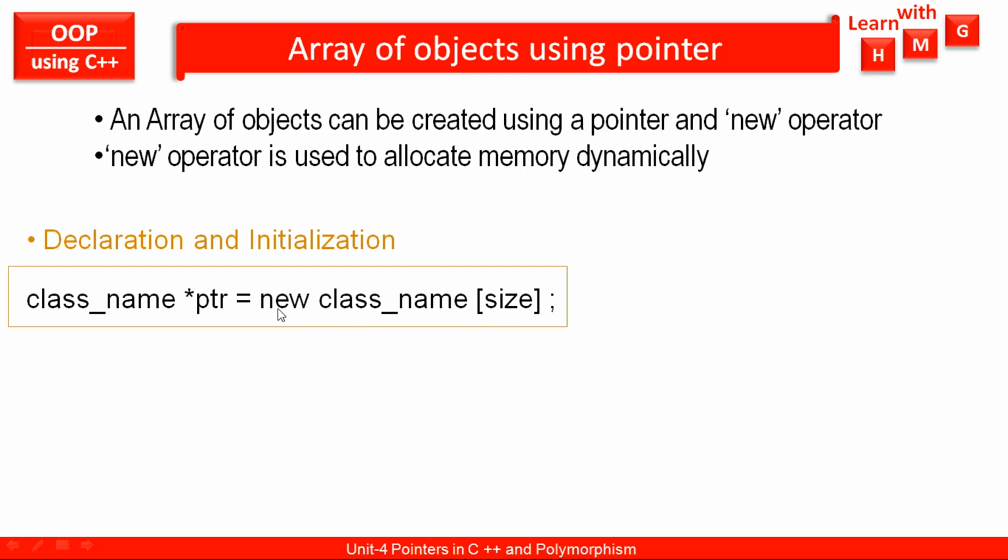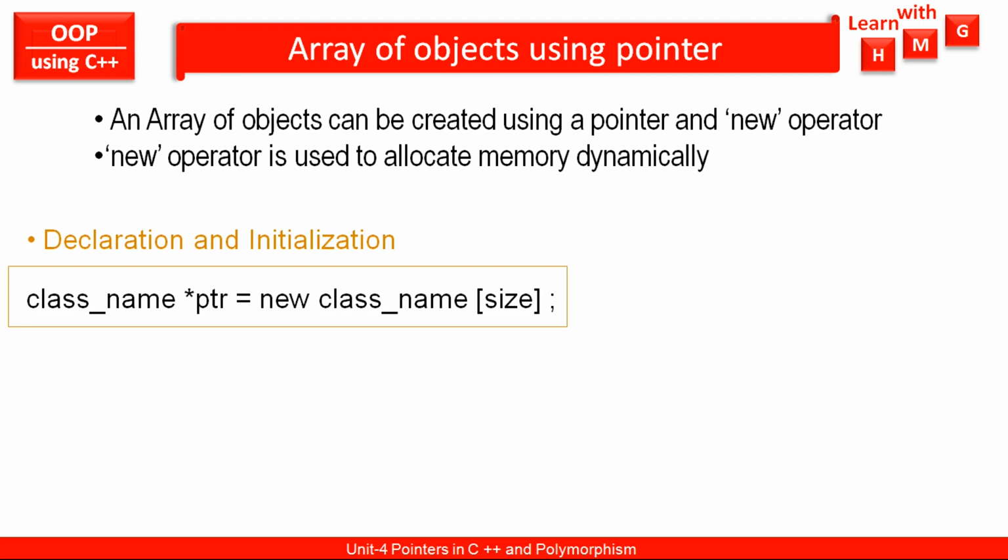and the new operator will allocate the required memory for that particular array of objects, and the address of the first element of that array will be returned by this new operator, and that will be assigned to the pointer, and like this the pointer will be pointing to an array of objects. Initially this pointer is pointing to element number 0, that is the first element of this particular array.